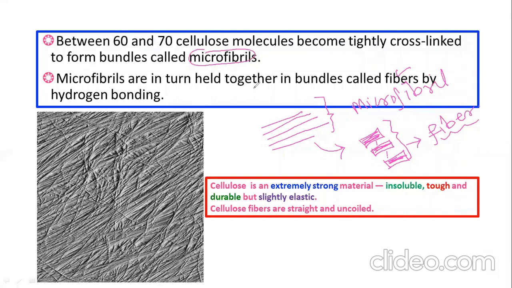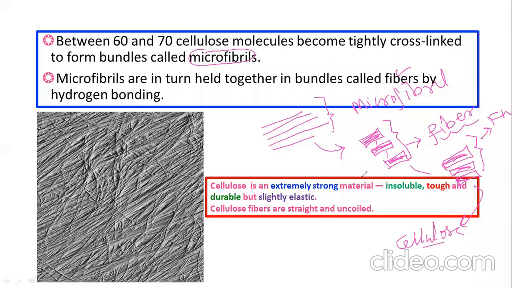Microfibrils are in turn held together in bundles called what? Fibers, by hydrogen bonding. Am I clear? So for example, this is one fiber and this will be another. So that makes what? Fiber. Am I clear? Now, several fibers will come together. They will form hydrogen bonds again, and that will form what? Cellulose.